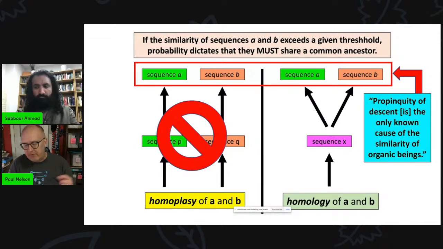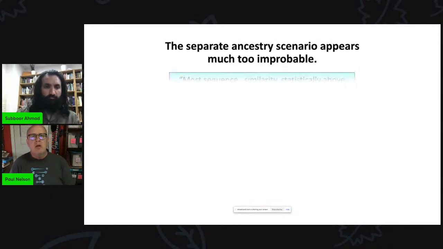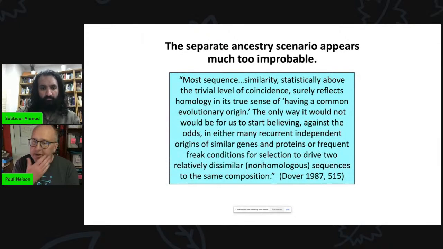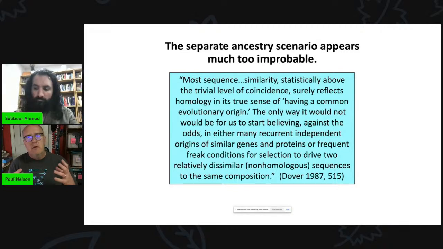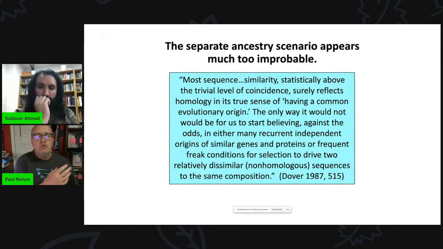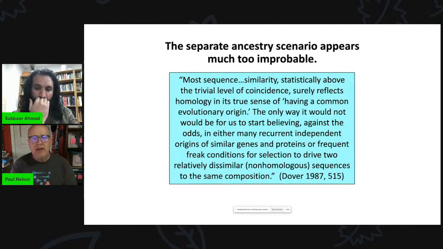So it's a very powerful intuition. And you can go to the literature and find biologists, evolutionary biologists commenting on this. In the late 80s, there was a flurry of debate about how to establish molecular homology. Could you read that right off of similarity? And Gabriel Dover, the late evolutionary biologist in the UK, weighed in on that controversy.